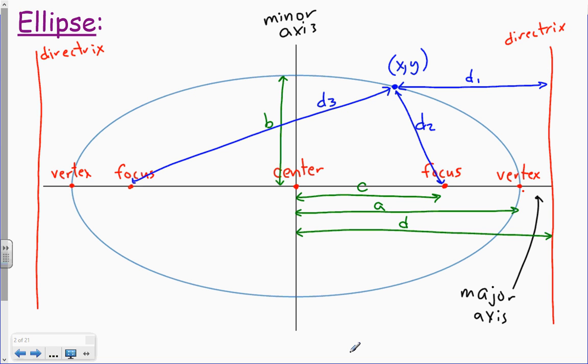Given any point x, y on our ellipse, I can make those three distance measurements. Obviously, as I change my point, those distances will change. The A, B, C, and D, though, those are set. Once you have your conic, once you have your ellipse there, A, B, C, and D are going to be set. All right, that right there is all the parts that make up our ellipse. Those are the things that you need to understand in terms of the names that we use to associate with the ellipse, as well as what these different variables represent.